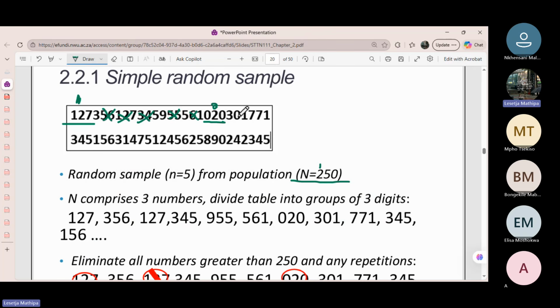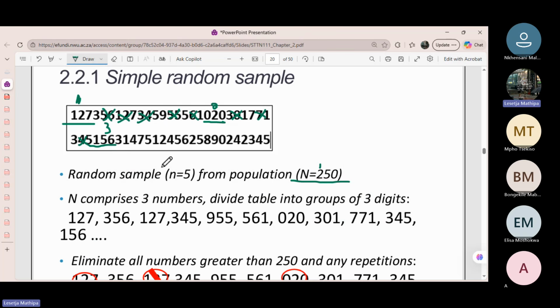Okay, and then now we have 301, it's greater than, it's out. Now we have 771, out. Then now we have 345, greater than, out. We have 156, which is below 250. So we're going to take this one as the third element. Now our answer will be 156 as the third element.